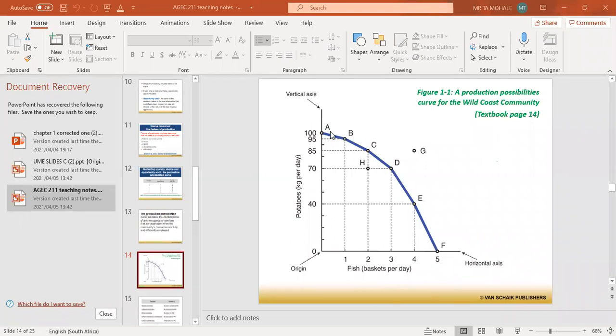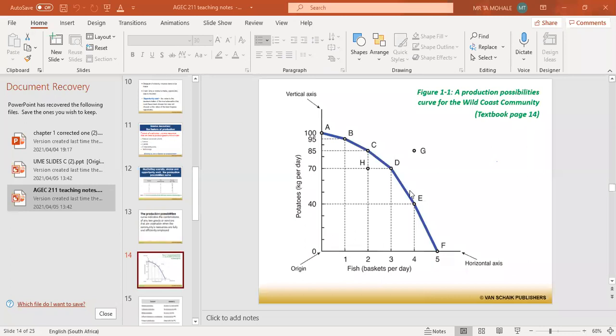Make sure you take notes of these economic meanings of the combinations that you see on this curve. From point A to point F, this line here, we write down attainable and efficient combinations. Point A up to F are attainable and efficient combinations. I hope you wrote it down.